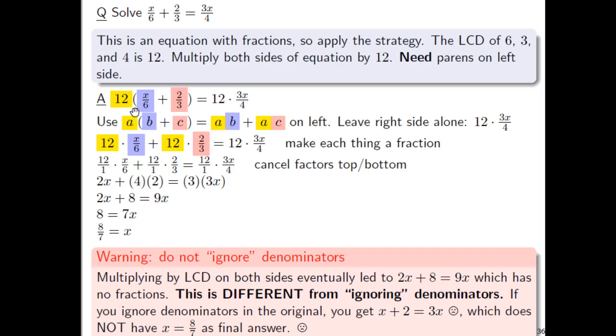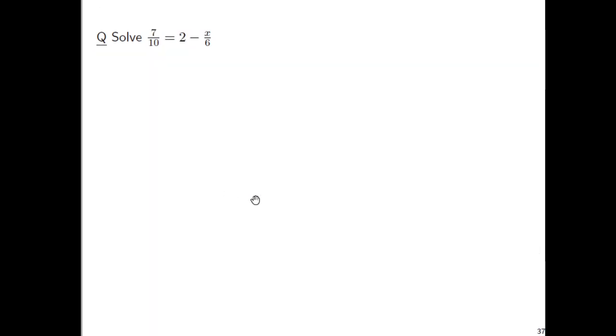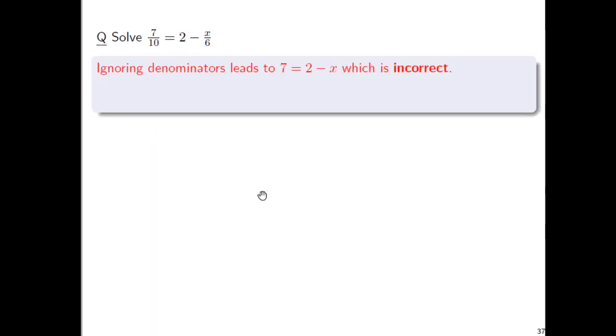The message here is compute the LCD and multiply both sides, because if you do that and then follow the fraction habits and distributing and all that, eventually you will get no more fractions. Here's another example. Ignoring denominators, by the way, would just lead to 7 equals 2 minus x. That's incorrect.